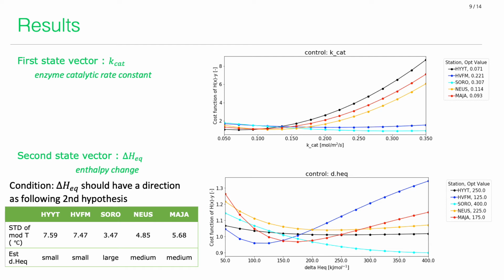For instance, the smallest delta H_eq, which is the blue line in the Harvard Forest, HVFM, has the highest values of the standard variation of temperature, so it matches the hypothesis.